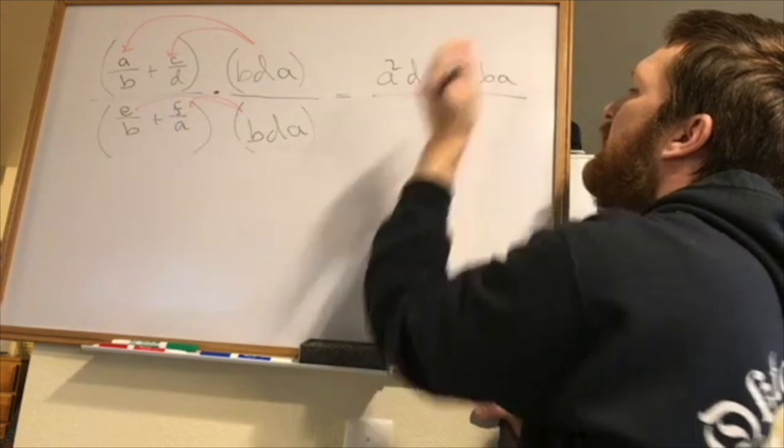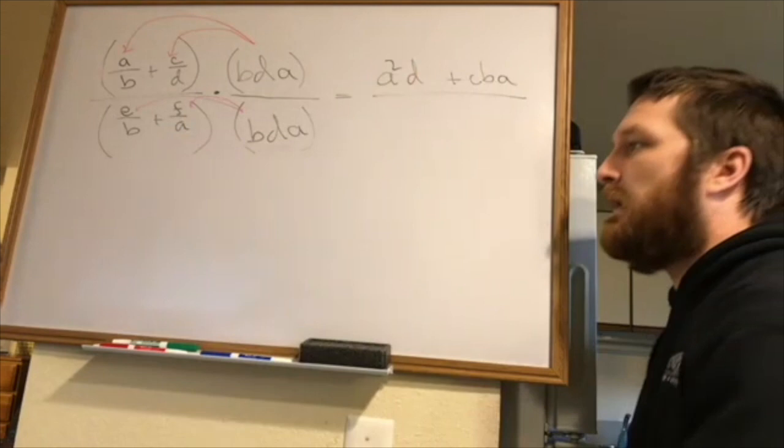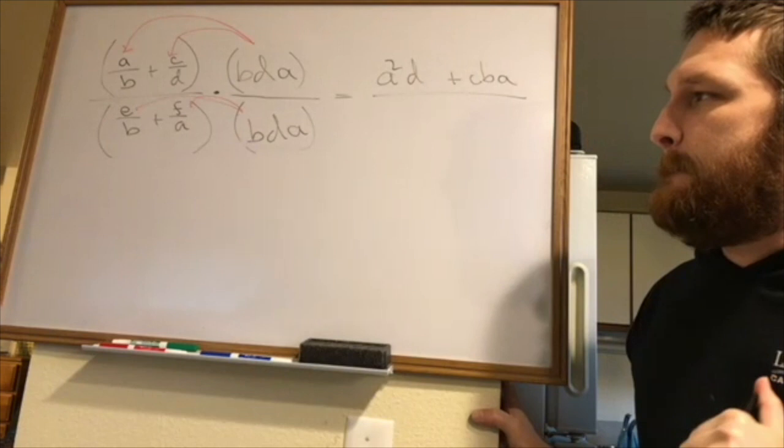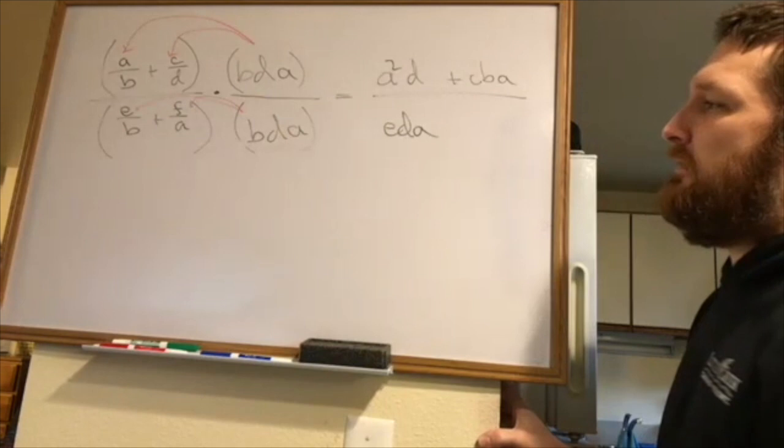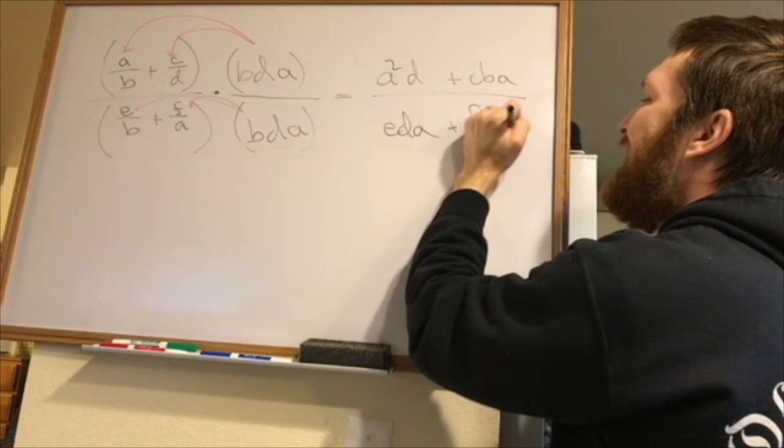And then, okay, so last two, this is just an exercise to get our brains warm again. This guy jumps in, and what's left over? EDA. EDA. Yes, because the B's have canceled. Finally, this guy jumps over, and what are we left with? FBD. FBD, because the A's have canceled.